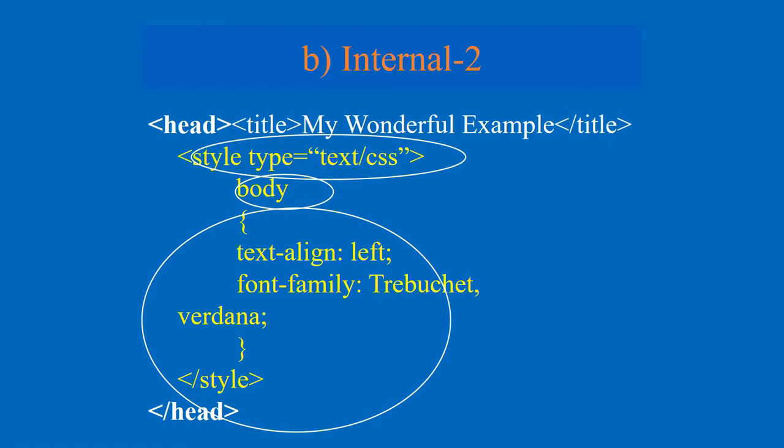So here style type equal to double quote text slash css, and all should be in small letters only. Then below you can see the closing of the style. Whatever syntax, whatever things you are writing should be between these only. Here, based upon the different types of selector, you can use any selector. Here they are using the simple selector, so any element you can use. They use body, and put text-align as one of the properties and font-family as another property.